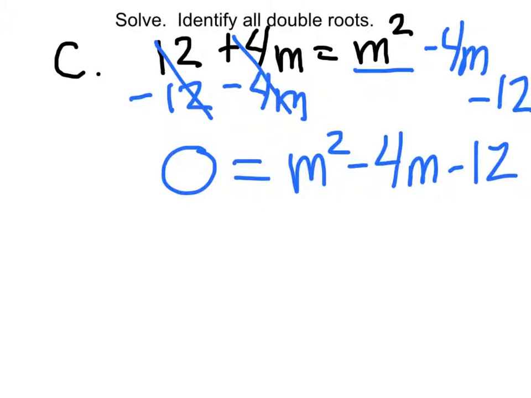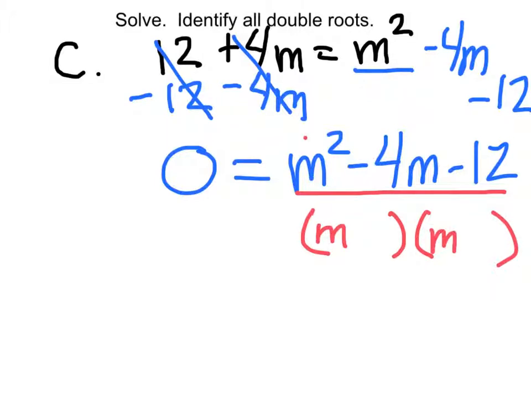Now I have one side set equal to 0, so now I just need to do what I did before. I need to factor this, so I'm going to do guess and check again. So to get this m squared right there, I'm going to do m times m. This tells me that the signs are different, so one's positive, one's negative. The factors of 12 that go to 4 are going to be positive 2 and negative 6. So that is now factored.